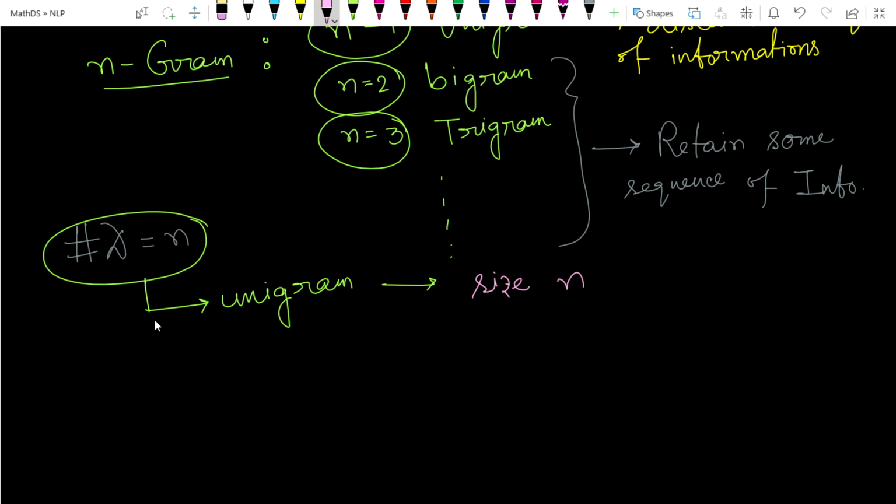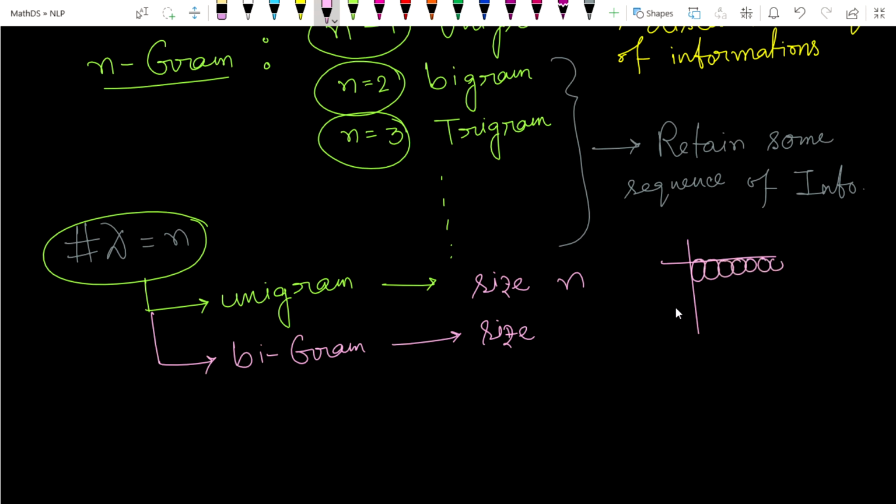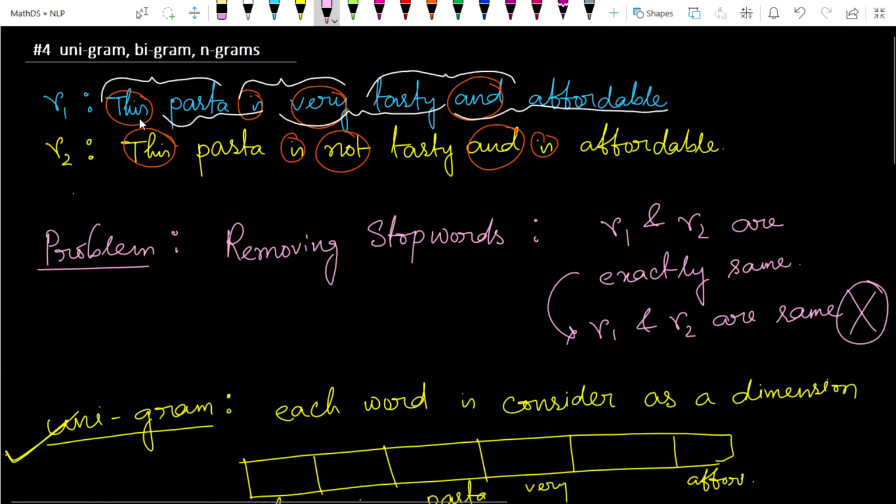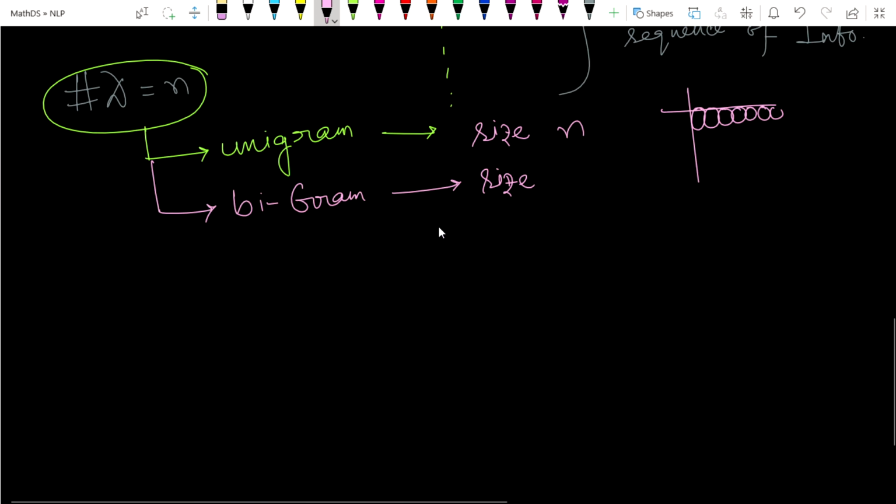But if you consider the bigram, then what will the size be? It will be n squared, because we have to consider pairs of consecutive words, like "this pasta", "pasta is" and so on. Simply put, it is greater than n; the size must be greater than n.